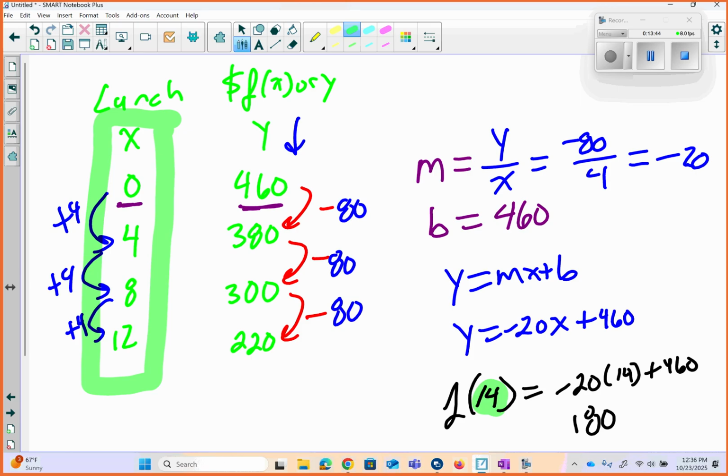What does the 14 mean? What do you think? Just give me a shot. What do you guys think the 14 represents, though?